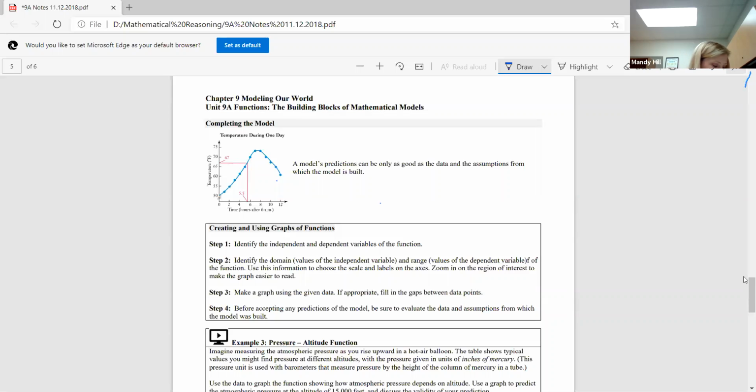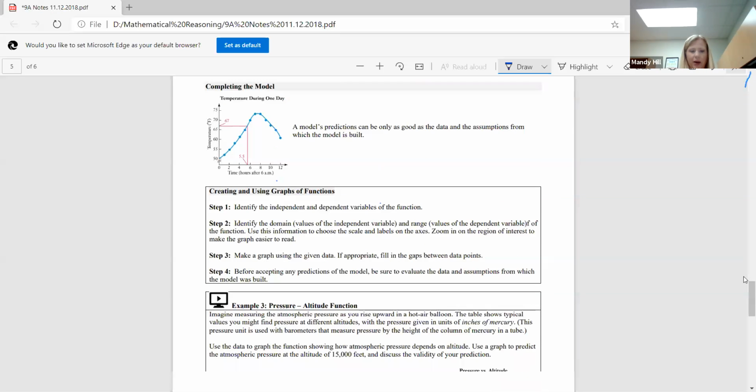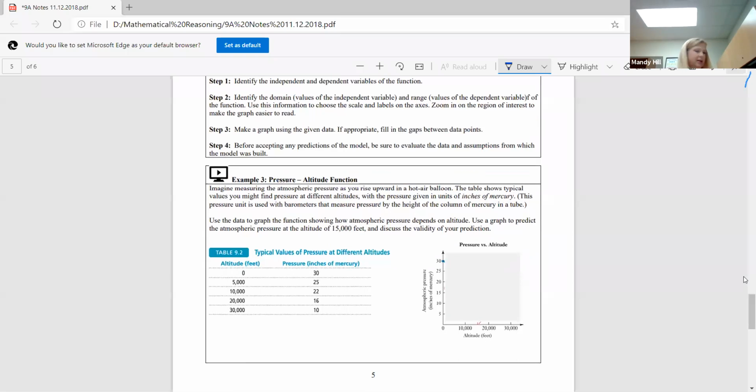Step number 3, make a graph using the given data. If appropriate, fill in the gaps between the data points. Before accepting any predictions of the model, be sure to evaluate the data and assumptions from which the model was built. Okay, so how do we go about doing this? We've got an example down here.